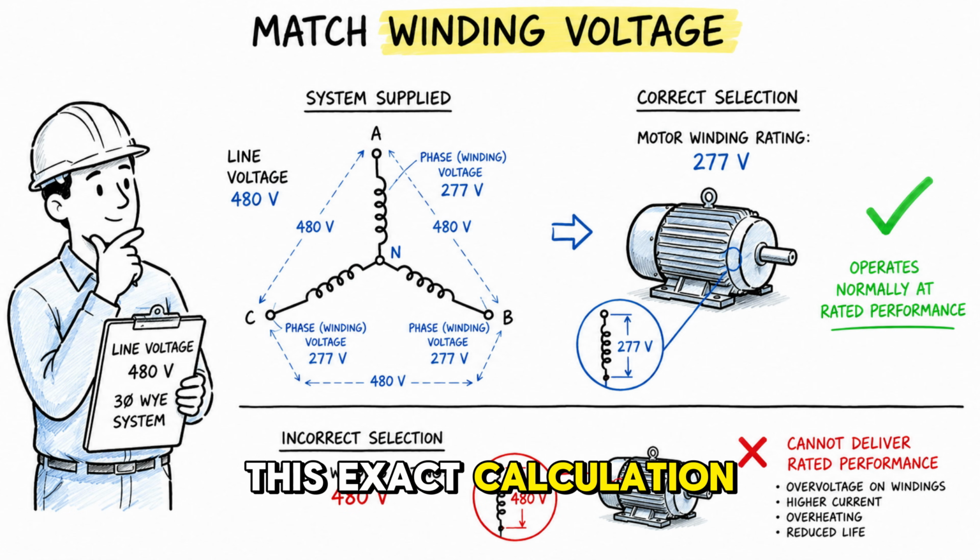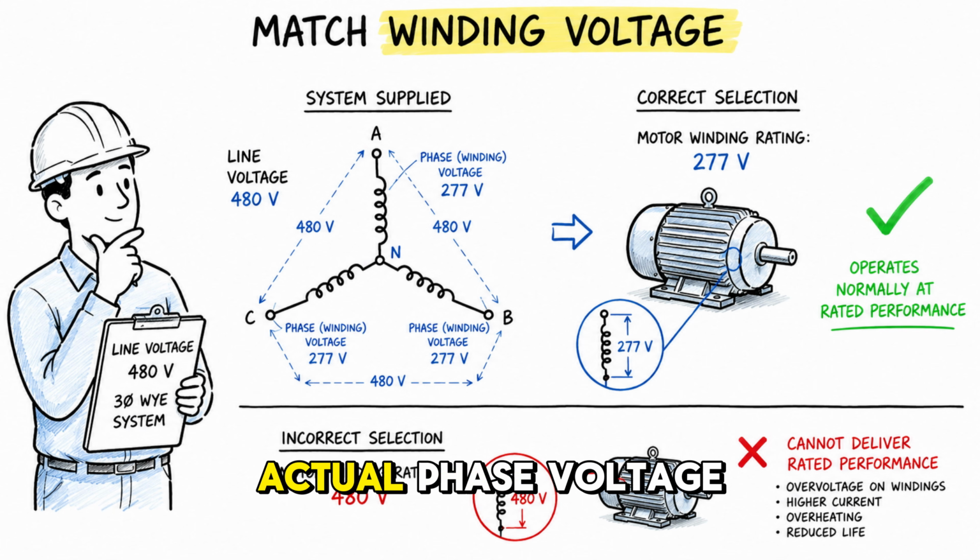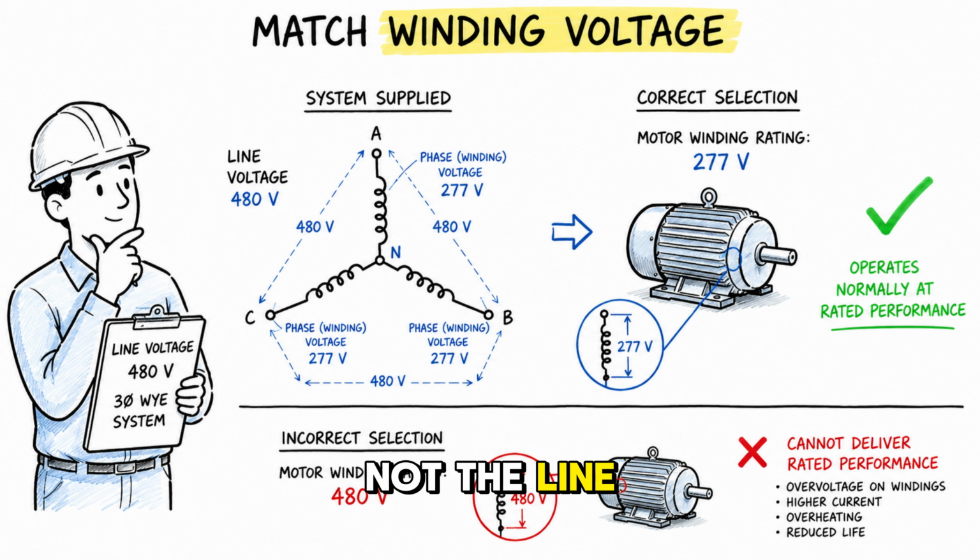This exact calculation is done every time an engineer selects a motor for a WYE-connected system fed from a known line voltage. Matching the winding voltage rating to the actual phase voltage, not the line voltage, is what determines whether that motor performs correctly or fails to deliver rated performance from day one.